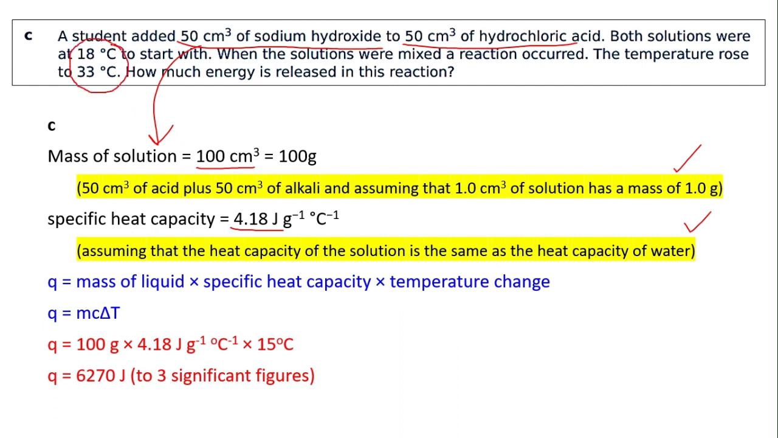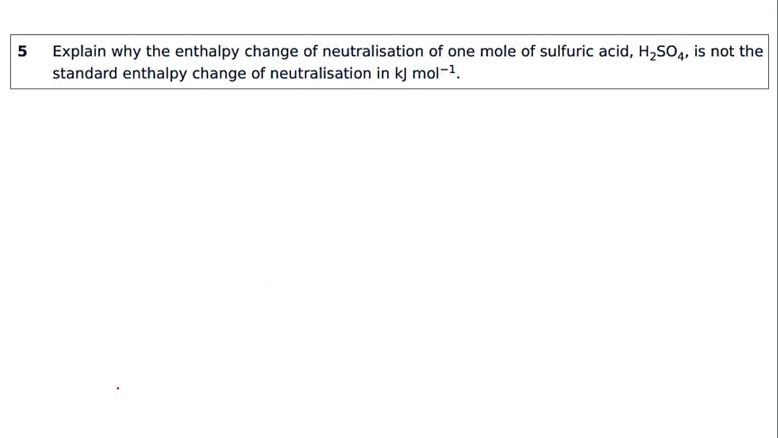So we will just subtract it and at the end temperature change will be 15. 33 minus 18 will be 15. So we can plug in all the values, solve it, and you will be getting the answer 6270 joules in three significant figures.